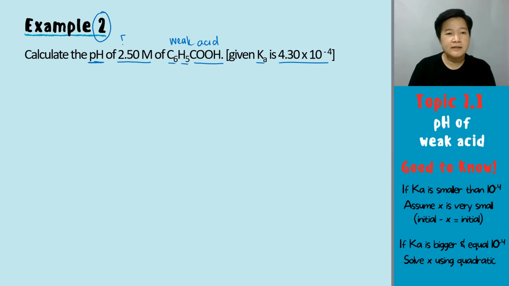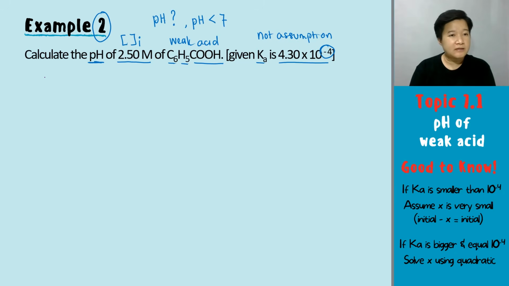Alright? And this is the initial concentration. The question is asking for the pH value. Knowing that it's a weak acid, your calculated pH must be less than 7. Okay? And the Ka given is times 10 to the power of negative 4. Therefore, we cannot make the assumption. You need to do your quadratic.